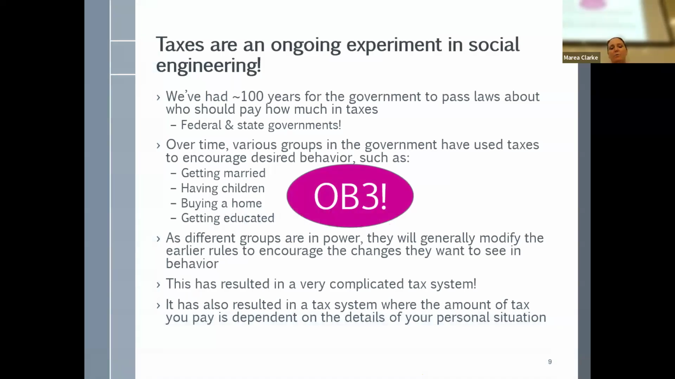Again, OB3 hit so many things, right? When we talk about social engineering, do they change the laws to persuade people to vote for them and reward the people that did? Yes, they do. And that's okay. They are the winners. That's their thing that they can do. So if you get married, if you have kids, you're going to get a bigger tax credit this year, which is great. If you buy a home, you will get a tax credit.